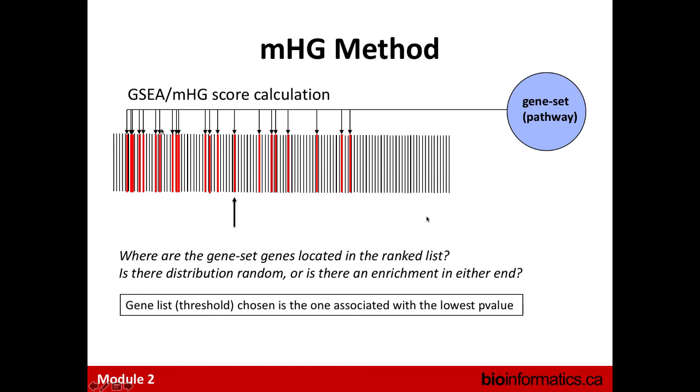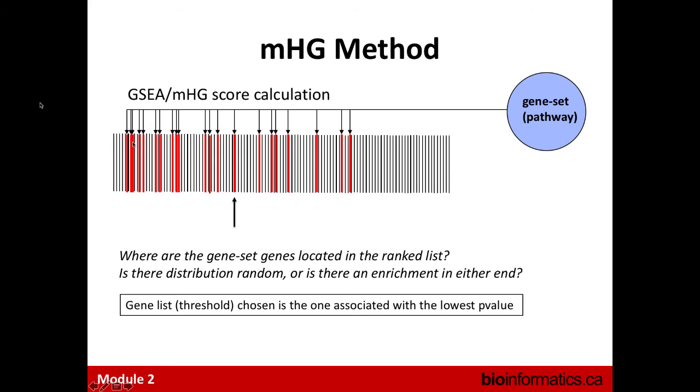Here's a graph to try to explain it. The black bars illustrate the ranked list. The first black bar is my gene number 1, my most significant gene, and then going down to the less significant genes. Here is the gene set, the pathway that we are testing, and the red bars are all the genes that are in my ranked list and in my gene set. For the first red bar, the test calculates a Fisher's exact test and we get a p-value. I have one gene overlapping between my gene set and the first five genes of my ranked list, and I get a p-value.